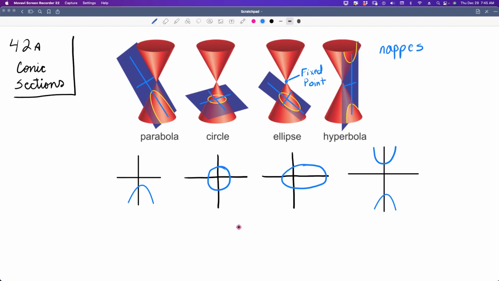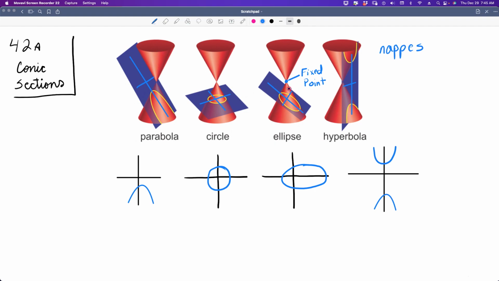Welcome to lesson 42. This is 42A, conic sections. We're going to talk about the shapes that we see on our Cartesian coordinate system and where they come from. So there are four main shapes: the parabola, the circle, the ellipse, and the hyperbola. And they come from this understanding of conic sections.